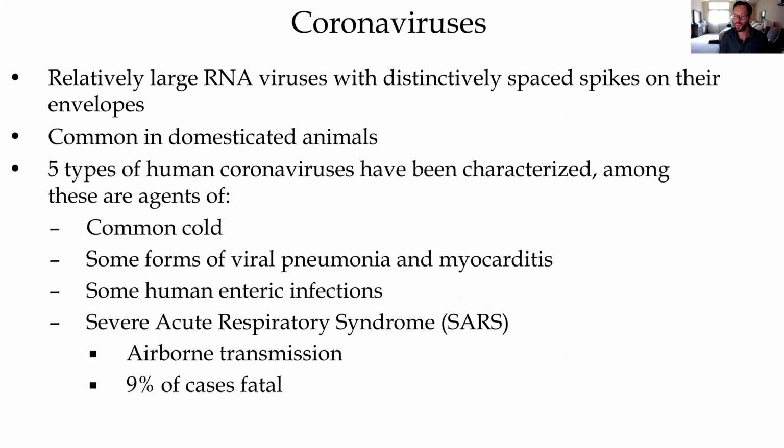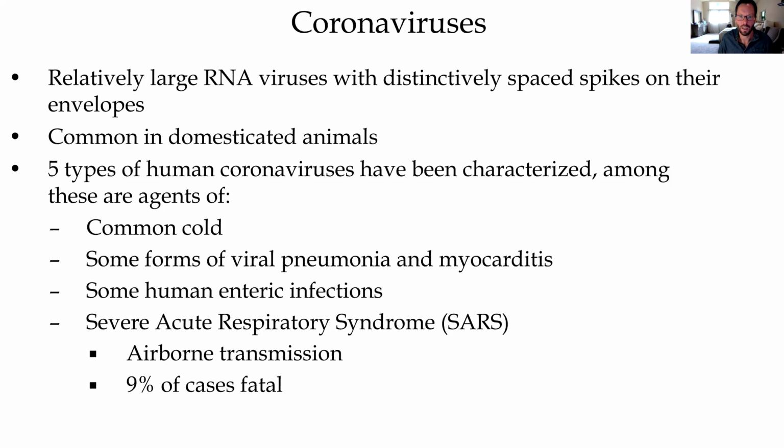Coronaviruses. Oh man, did you think that you had learned everything you needed to know or wanted to know about coronaviruses? Well, in case you aren't sick of coronavirus yet, let's go into the biology of them a little bit here, okay? It's a relatively large RNA virus. It has these distinctively spaced spikes on the envelope, okay? Which gives it that halo-like appearance resembling the sun, hence corona, right?